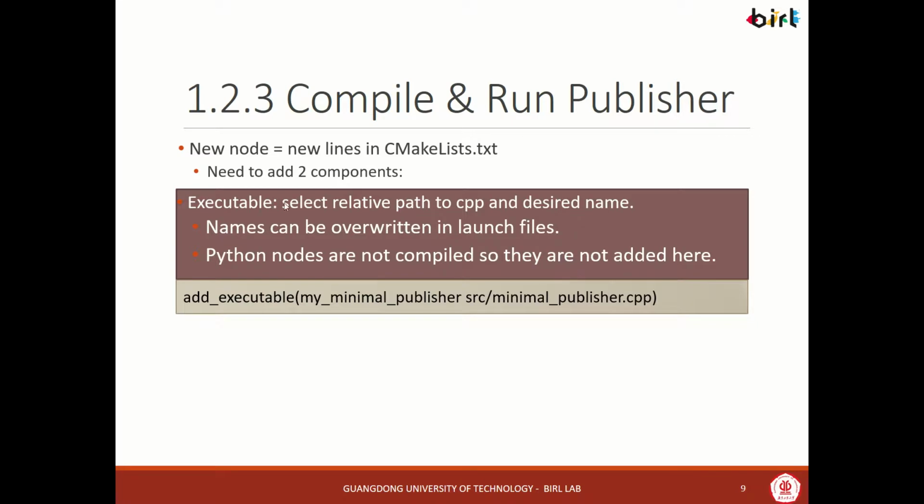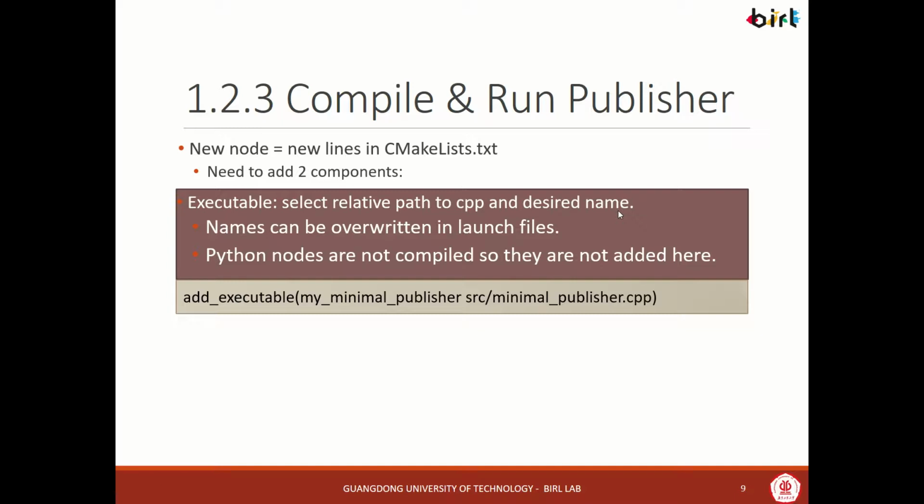Okay, we want to tell the system, hey, what is the relative path relative to our package? What's the relative path of the CPP? So in this case, for example, it might be right here. It's in the source folder of the package, and it has this name, minimalpublisher.cpp. And we also want to give the executable a desired name. And this is the name of the node.